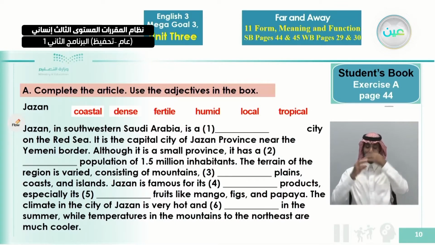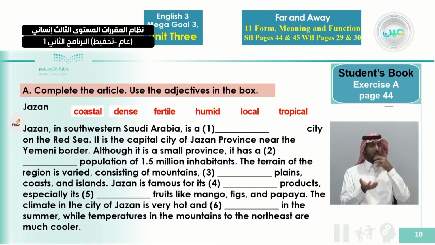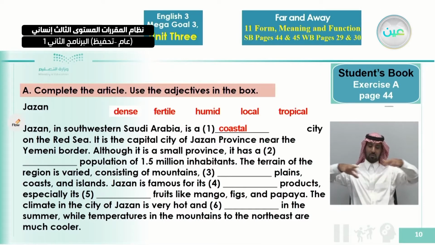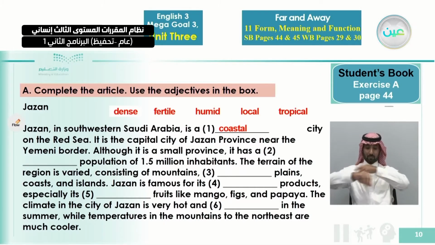Okay, now what is the first sentence? Again, let's go back to the sentence. Jazan is in southwestern Saudi Arabia, is a city. How can we describe it? You can see here the noun city preceded by an adjective. We will choose from the list here, from the 6 adjectives. What's the answer? The answer is coastal. Okay, what does coastal mean? It means next to the sea. The city is next to the sea, on the Red Sea.